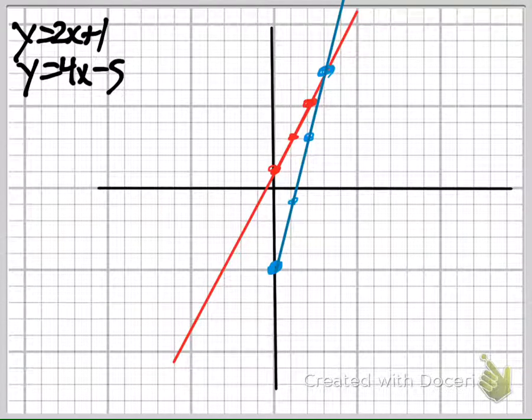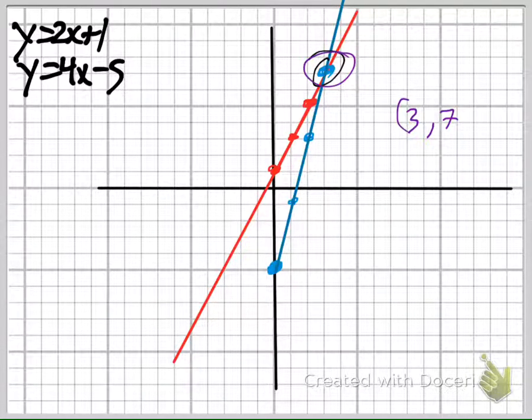Now notice that we're looking here, and it looks pretty much like right there is our point of intersection. And that looks to be 3, 7. Notice how I did a red line and a blue line, and then the intersection was purple? Pretty cool, right? Okay. So we have 3, 7 there.